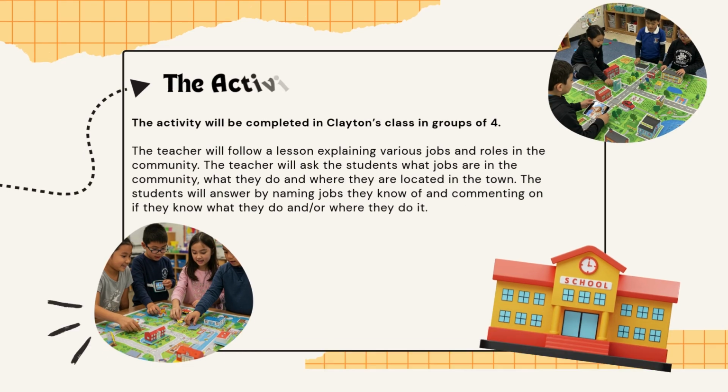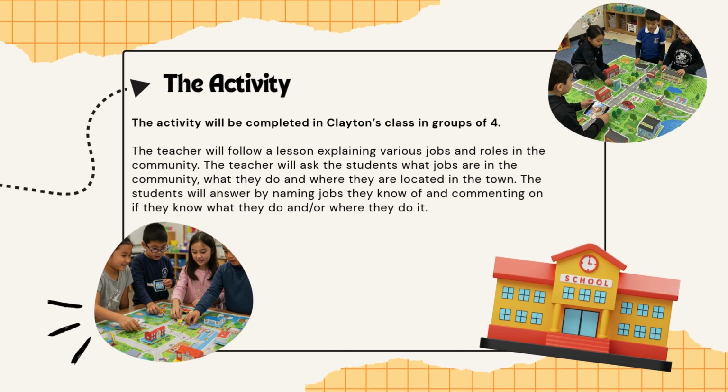The activity will be completed in Clayton's class in groups of 4. The teacher will follow a lesson explaining various jobs and roles in the community. The teacher will ask the students what jobs are in the community, what they do and where they are located in the town. The students will answer by naming jobs they know of and commenting on if they know what they do and/or where they do it.